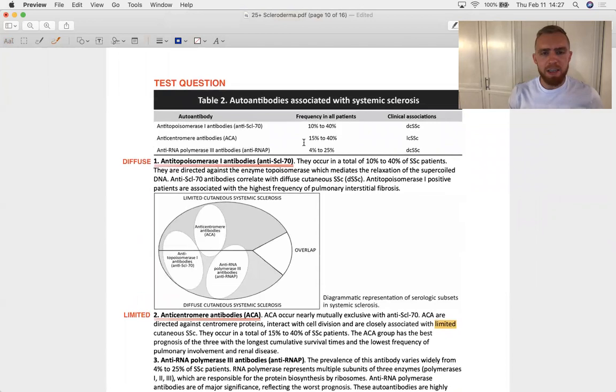Here's some talk about antibodies. Let's be real simple about this. If you see anti-topoisomerase 1 antibodies, or maybe they're called anti-SCL70, you know that that is virtually synonymous with diffuse systemic sclerosis.